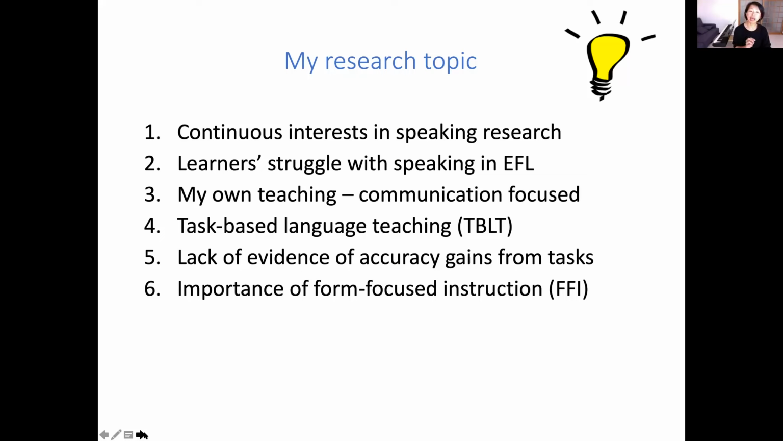So I look at the effect of explicit form-focused instruction in meaningful context. Basically, I try to integrate form-focused instruction into task-based activities.